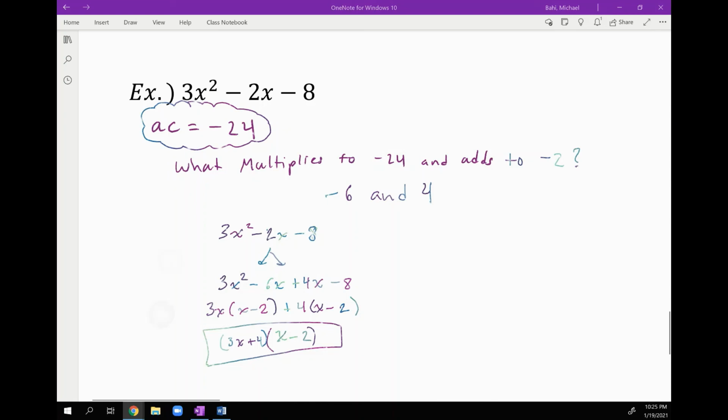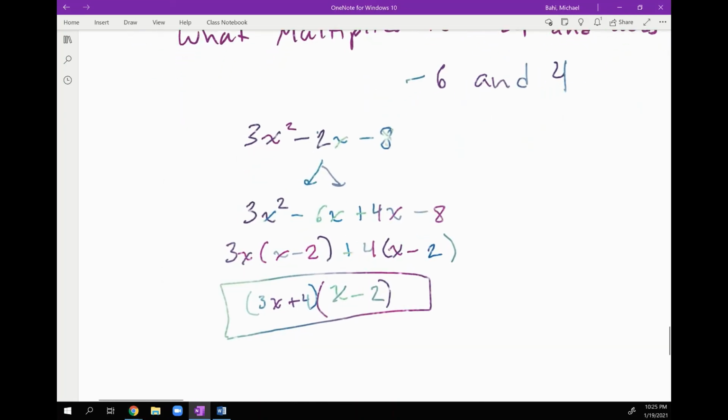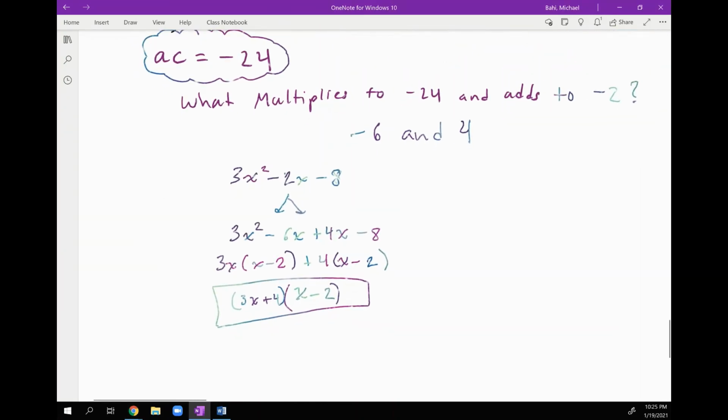Okay, so here is the final answer. 3x plus 4 times the quantity x minus 2.